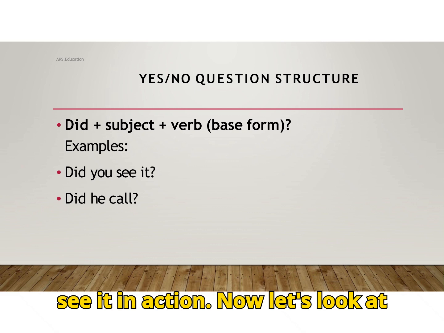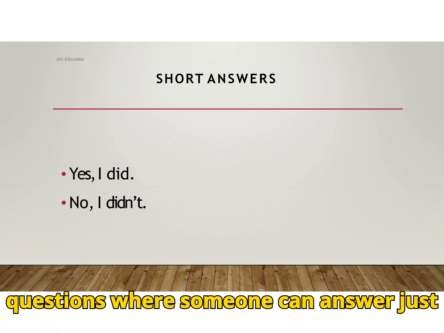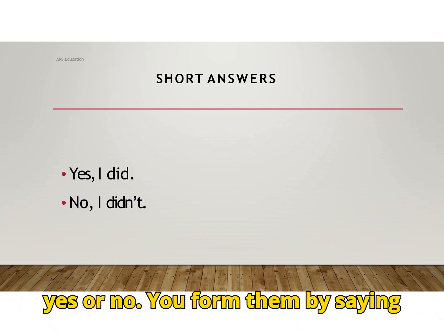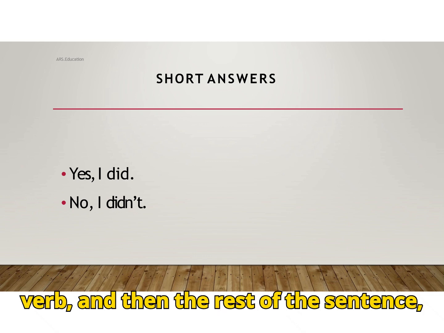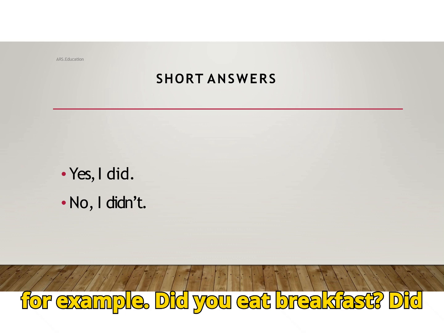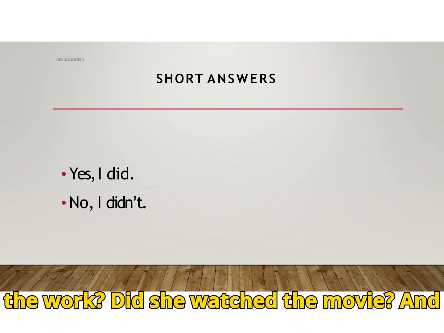Now let's look at yes, no questions first. These are questions where someone can answer just yes or no. You form them by saying "did," then the subject, then the main verb, and then the rest of the sentence. For example, did you eat breakfast? Did he call you yesterday? Did they finish the work? Did she watch the movie?